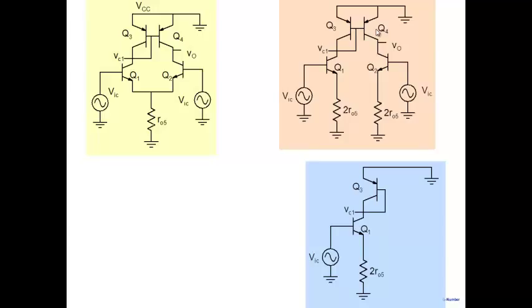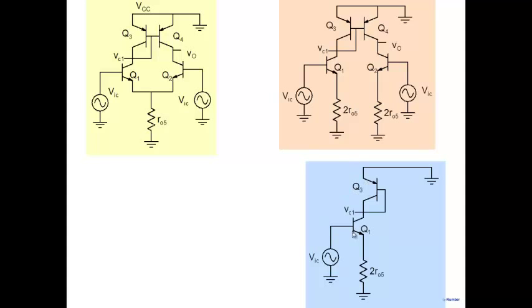Q4, R pi. Q4 contributes between base and emitter, R pi. And R pi is beta times larger than 1 by GM. So that's why I've neglected the effect of Q4. So Q4, although it's connected here, to the first order approximation, you can forget about Q4. So you're left with this circuit here.